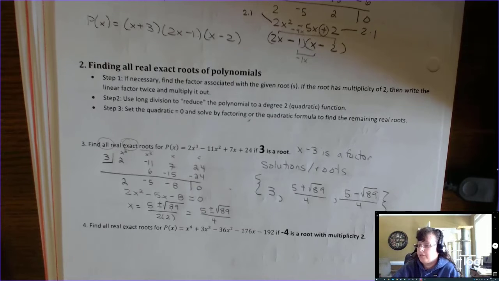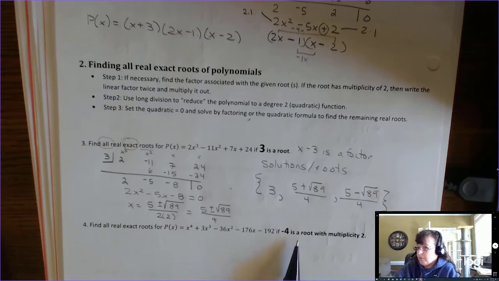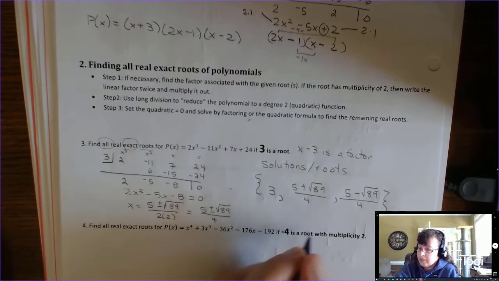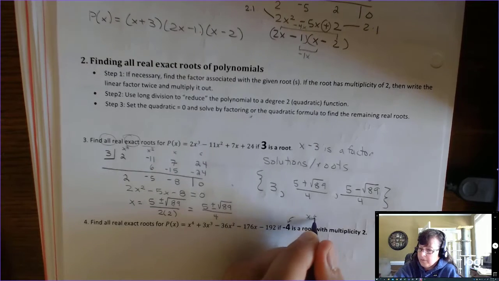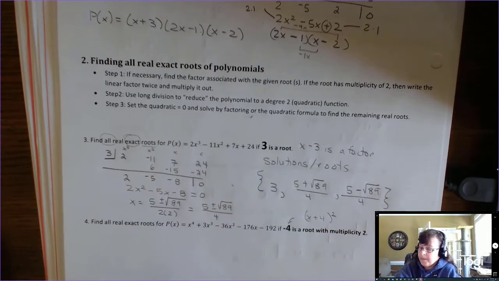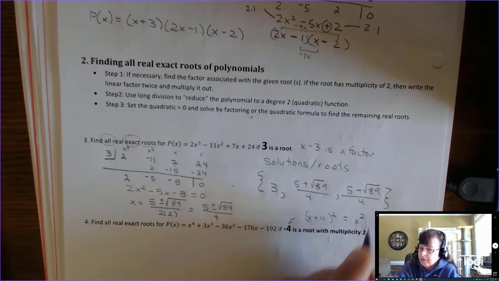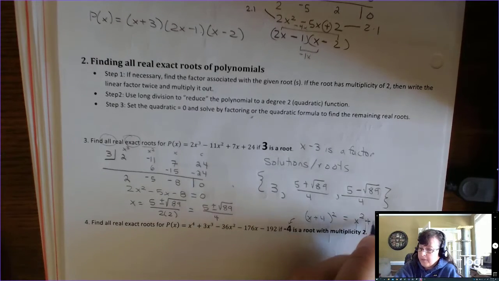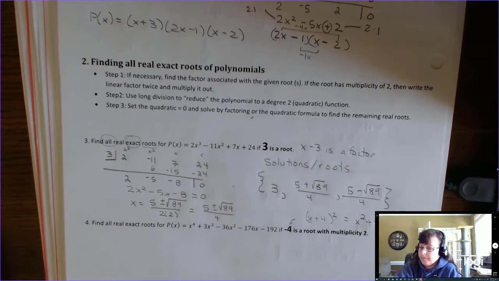Okay, so I said I would show you this one, so here we go. We have an example of a multiplicity. Find all real exact roots for this polynomial if we know that negative 4 is a root and it has multiplicity 2. So the way the directions say to do it is to turn that into a factor. That's x plus 4, but it's multiplicity 2, quantity squared. So you'd have to multiply that out. If I square it, I get that. And then you could use long division to divide this into that, but it works to use synthetic division.